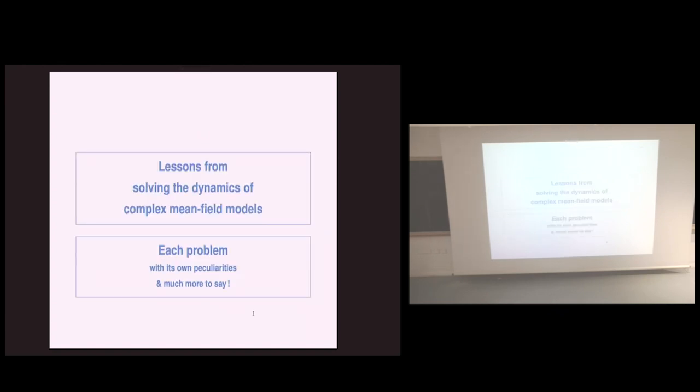So let me stop here. What did I say? I told you some lessons from solving equations. The equations, no doubt, are exact for the models that we deal with. So we can solve them numerically and analytically up to a certain point. But they told us things that we were not expecting. So this is nice. And I told you some of the things about the FDTs, the effective temperatures, the time reparameterization invariance. Of course, each problem has its own peculiarities, and there is much more to say than what I said for each of them.